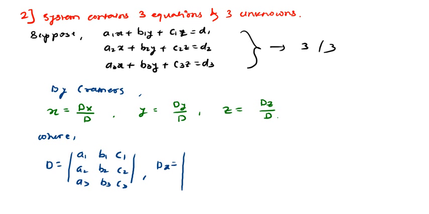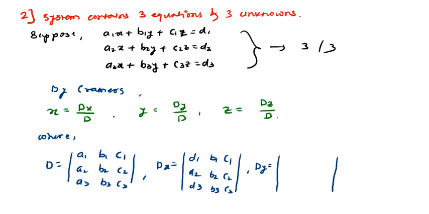Dx will again be the determinant, but instead of the coefficients of x, this determinant will contain the column d1, d2, d3, and the remaining terms will be as they are, like b1, b2, b3, c1, c2, c3. Similarly, we can find Dy. This will again be the determinant. In this case also, instead of the coefficients of y, there will be d1, d2, d3, and the remaining terms will be as they are, as a1, a2, a3, and c1, c2, c3.